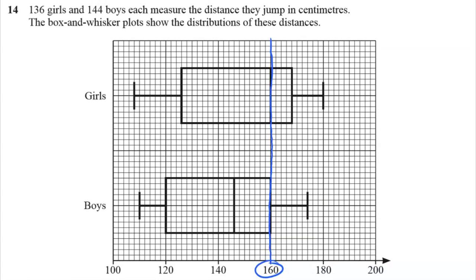And what we know is half of the girls, right? Because that's half. That's the median. And half of the girls jumped higher than 160. And in the boys, a quarter of the boys jumped higher than 160 centimeters. So the girls are dominating by a long way. All right, so a quarter of the boys, half the girls. Why don't we do that?